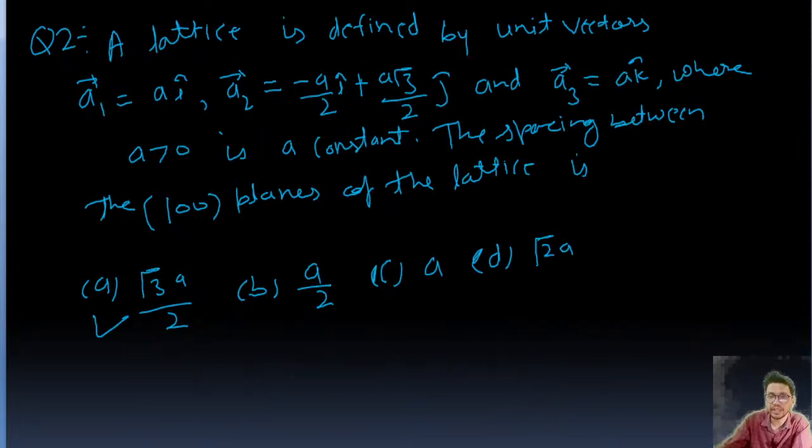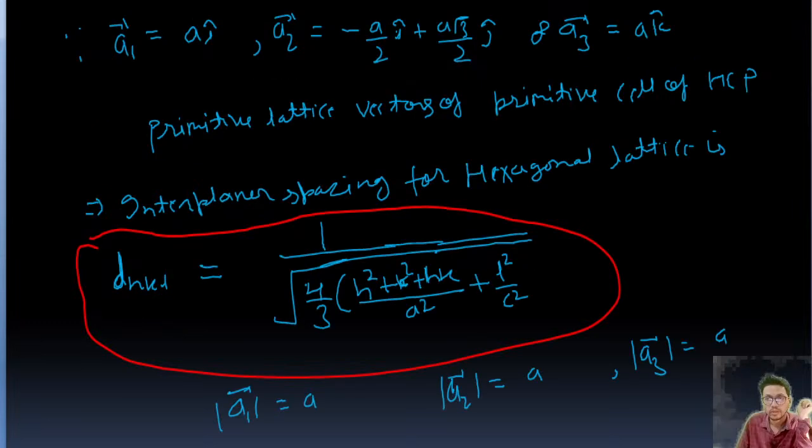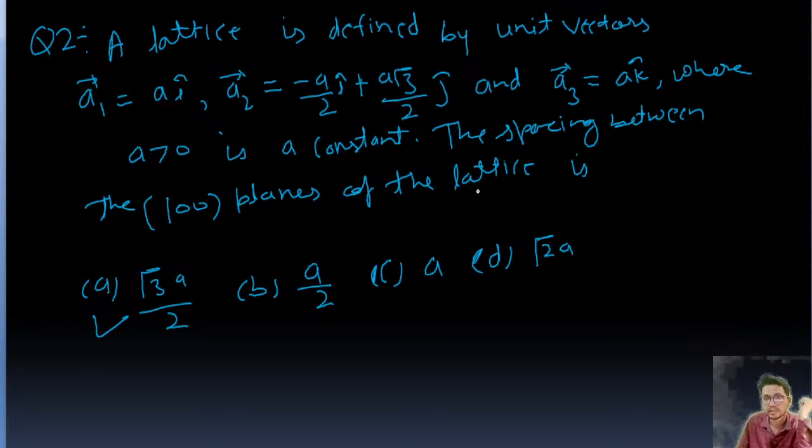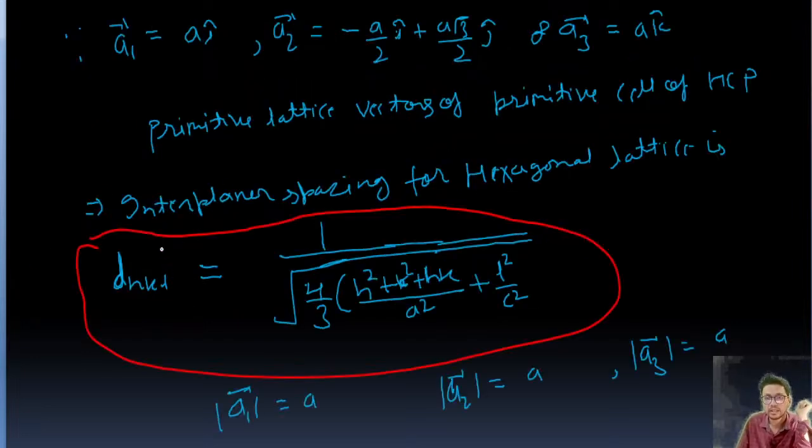I have already explained this in my condensed matter physics class. These are the primitive vectors of the primitive cell of the hexagonal close-packed structure. So the given lattice is a hexagonal lattice.